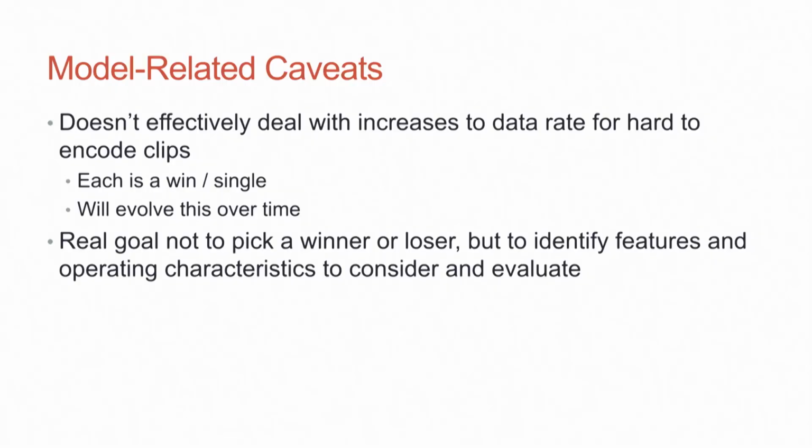And then some model-related caveats. I never really effectively came up with a way to deal with what happens when you increase the data rate. You're not coming up with any data rate savings, but that doesn't mean it's a loss, right? I mean, if the clip's harder to encode, you want to increase the data rate. So anybody who increases the data rate, they get a win and a single. No home runs, no doubles, just, okay, this makes sense, do it that way.